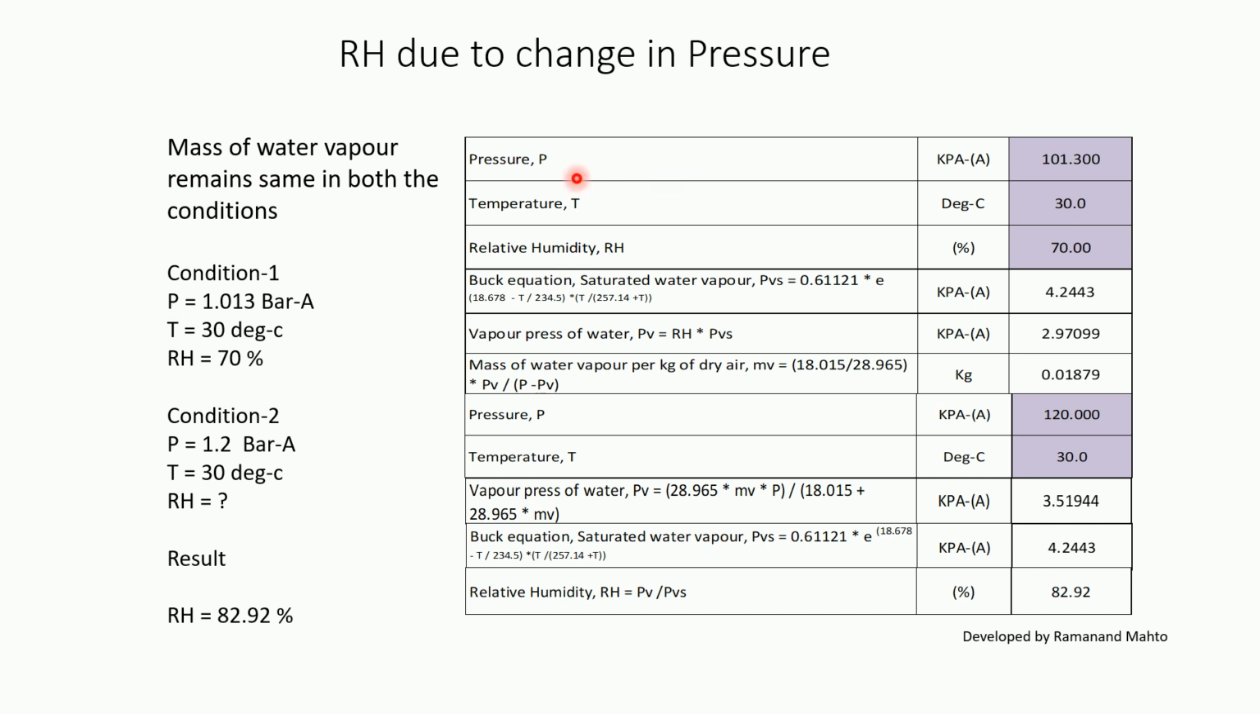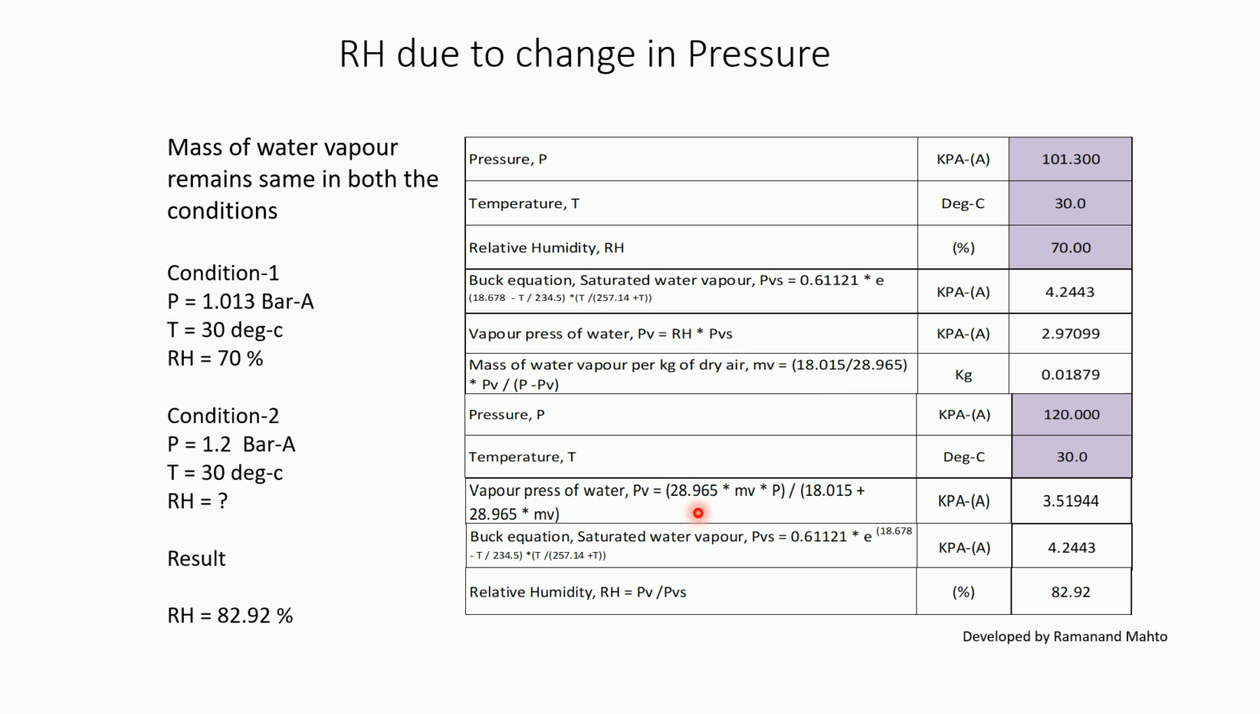Pressure, case number 1, now we have to convert in kilopascal, so it is 101.3, temperature is 30 degrees, relative humidity is 70%. So saturated water vapor pressure can be calculated based on temperature, which is 4.2443 kilopascal. So vapor pressure can be calculated now. RH multiplied by this will be 2.97099. Now mass of water vapor per kg of dry air can be calculated using this equation, which is coming out 0.1879. This is case 1.